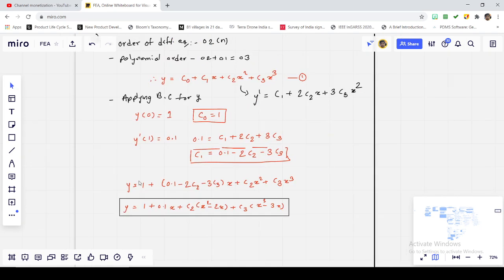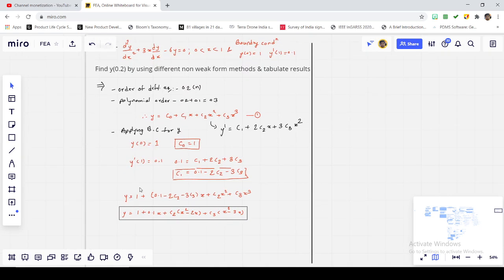Okay, so just to repeat the procedure we have done: we have found the differential equation, the order of the differential. The polynomial will always be n plus 1, so that will be 3. We have assumed the complete polynomial, we have applied a boundary condition, and we have found y in terms of c2 and c3. So there will be two constants. This will be your first step.